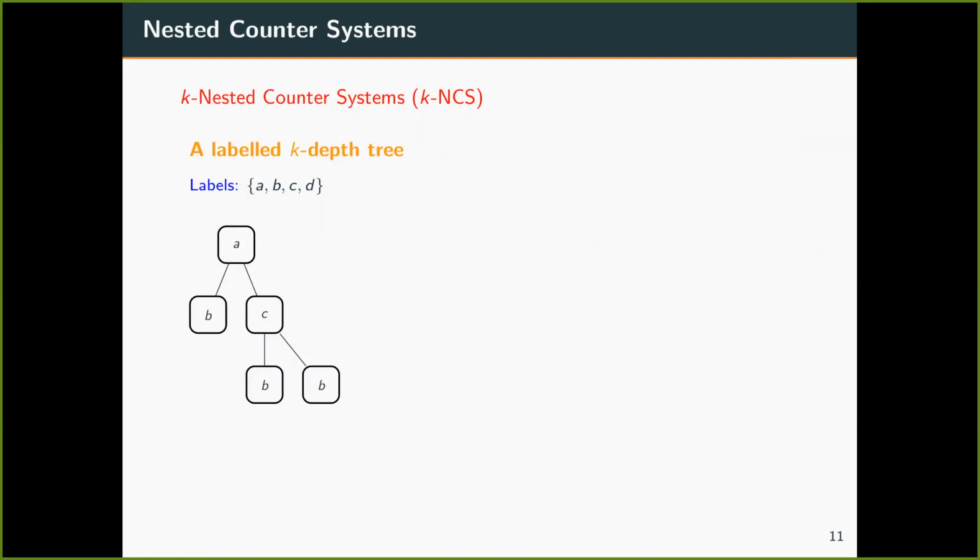Okay, so for a given number k, we will define what are called k-dimensional nested counter systems, or simply KNCS. Okay, so a KNCS consists of two parts. In the first part, we have a tree whose depth is at most k, such that each node of this tree is labeled by an element from some finite set of labels. Okay, so in our example here, let us take k to be 2 and the set of our labels to be a, b, c, and d. So here we have a tree whose depth is 2, and each node is labeled by elements from the set a, b, c, and d.